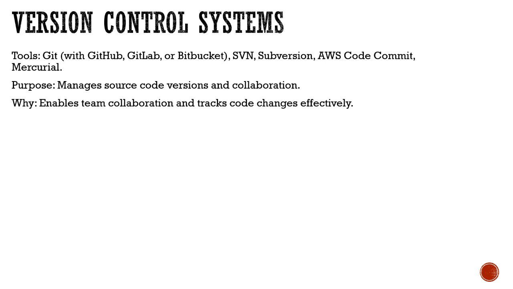So there are certain version control systems. Git is one of the most popular, with GitHub, GitLab, and Bitbucket. Previously there was SVN, Subversion. Now it comes to the cloud, where we have AWS CodeCommit. There is Mercurial as well. So these are the important tools, I would say, which will definitely be helpful for you.